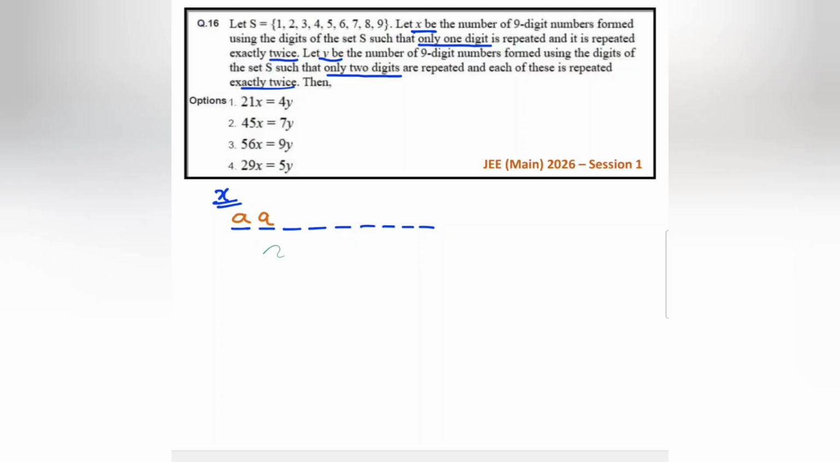So this can be done in 9C1 into the remaining 7. These are the 7 places, 1, 2, 3, 4, 5, 6, 7. These 7 digits I have to choose from the remaining 8. So this can be done in 8C7 into, finally we have to arrange this. So that can be done in 9 factorial by 2 factorial. This is what x is.